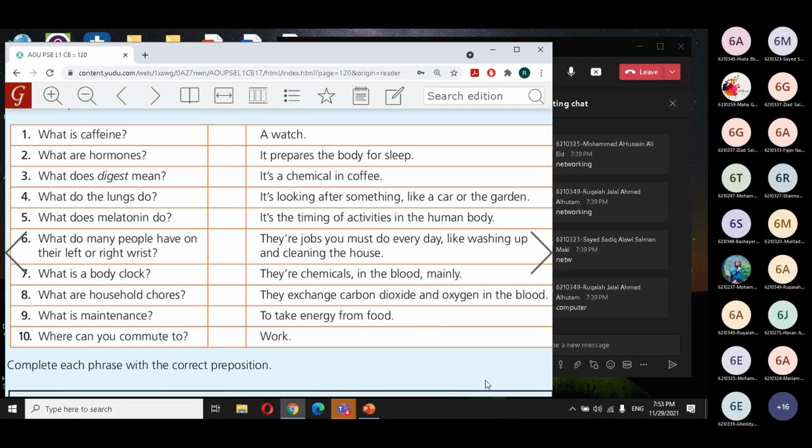Five or eight. Well, five is asking you about melatonin. Is melatonin a watch? Seven. What's a body clock? It's not seven. No. Maybe eight. A watch. There is a question and the answer is a watch. Read the questions again.